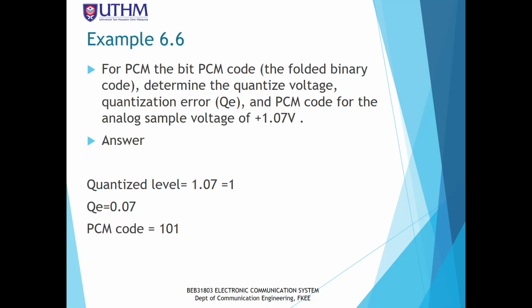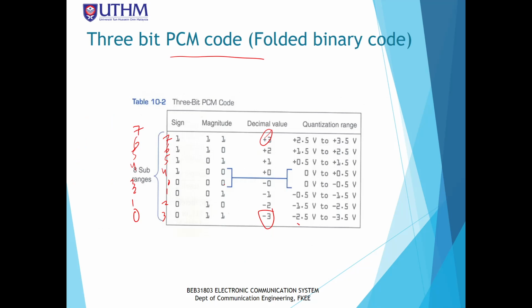And then example 6.6, for a PCM, the bit PCM code, the folded binary code determine the quantized voltage, quantization error, and PCM code for the analog sample of 1.07. Okay, so ini daripada folded binary code. So the quantized level is 1. So ini daripada yang tadi 1.07. So 1.07 is di sini over here.